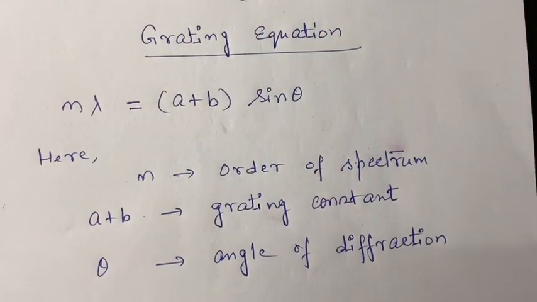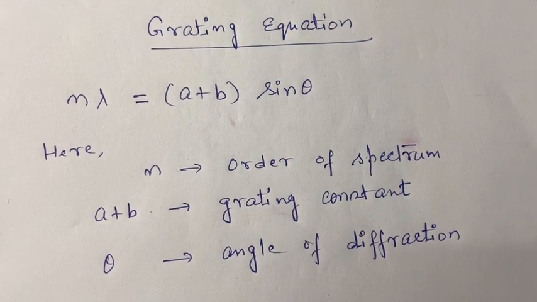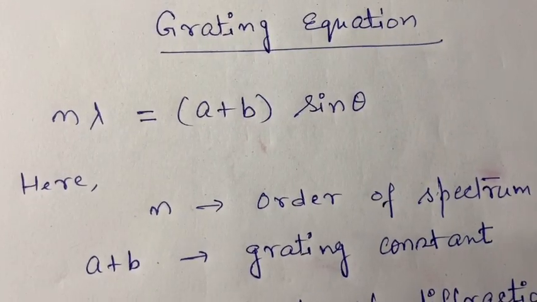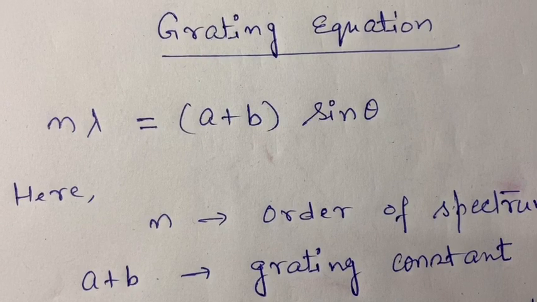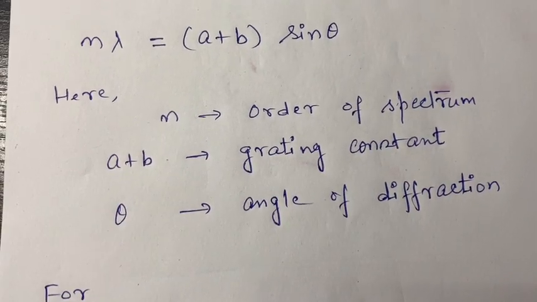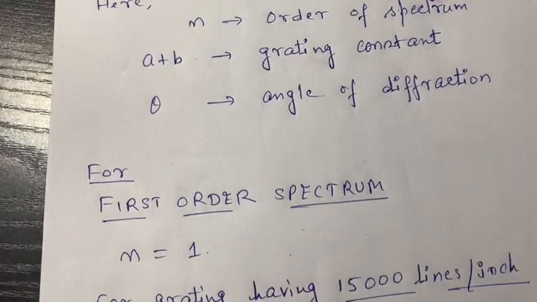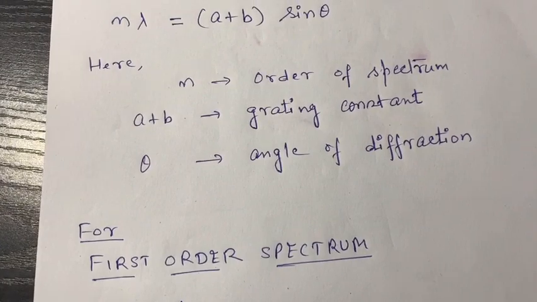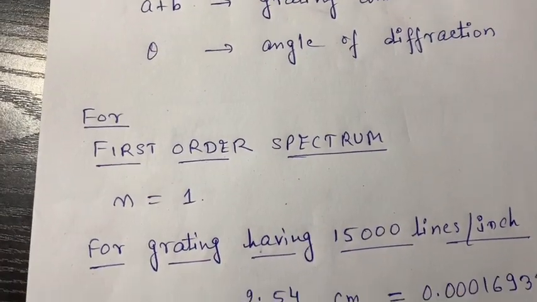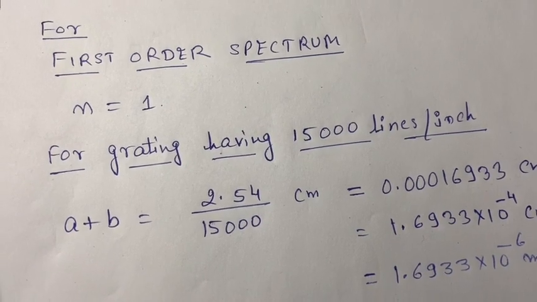To find out the wavelength of H alpha line of hydrogen spectrum, we use this grating equation, which is n lambda is equal to a plus b sine theta. Here n is the order of spectrum, a plus b is the grating constant, and theta is the angle of diffraction. For first order spectrum, n is substituted as 1, and we are using a grating having 15,000 lines per inch.